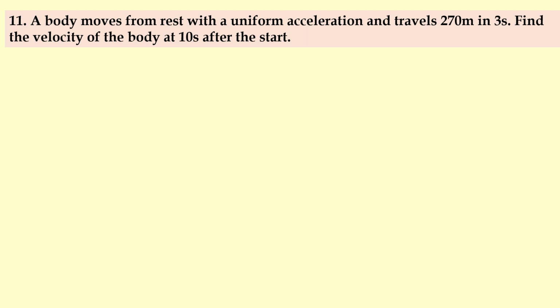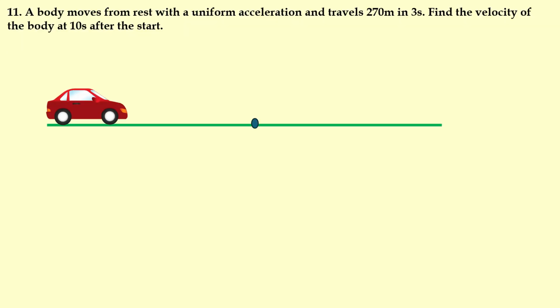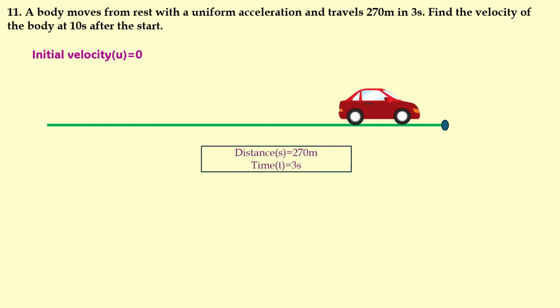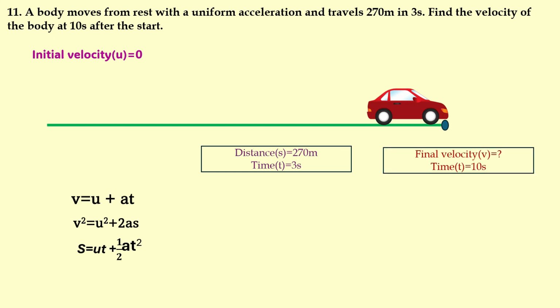Question number 11 is a body moves from rest with a uniform acceleration and travels 270 meter in 3 seconds. Find the velocity of the body at 10 seconds after the start. तो कोई एक कार है मान लो, फ्रॉम रेस्ट पोजिशन से it has started and it is traveling with a uniform acceleration for a distance of 270 meter in 3 seconds. ठीक है. Now again the car, okay, you are to find out the velocity of the car at 10 seconds after the start. ठीक है.